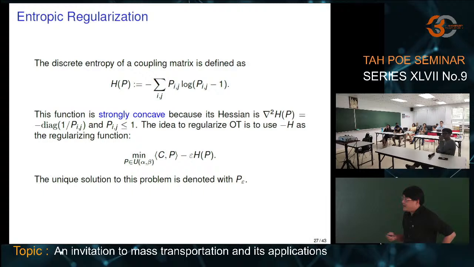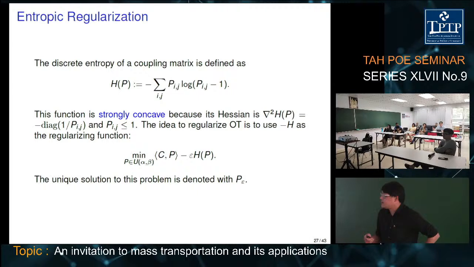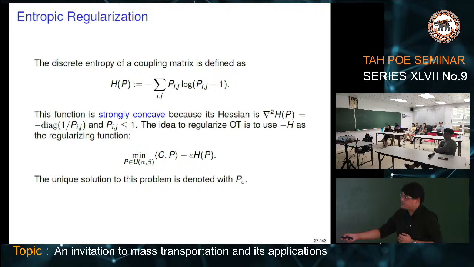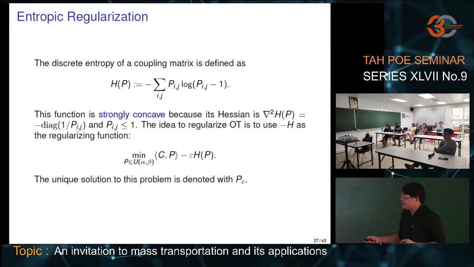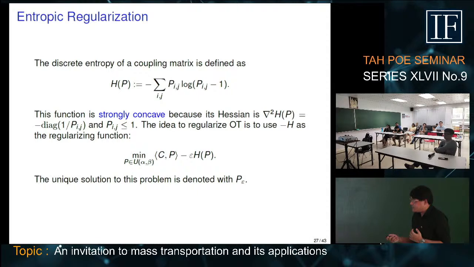And instead of only computing this objective function, you add to the objective function minus epsilon times the entropy. Remember that the entropy is strongly concave, so the negative of the entropy is strongly convex. And you times epsilon here, the scaling constant. So if your epsilon is small, that means you're emphasizing the first objective function. And if your epsilon is large, that means you're emphasizing more on the entropy function. Okay, and since the whole objective is strongly convex, you know that this problem admits a unique solution, which is denoted by P epsilon here.